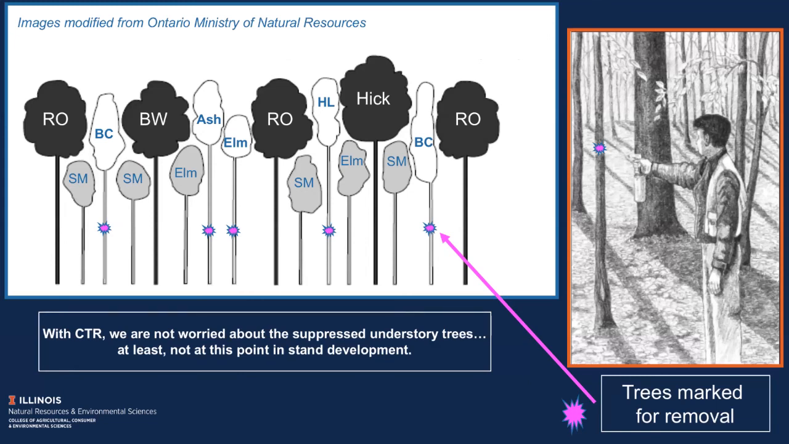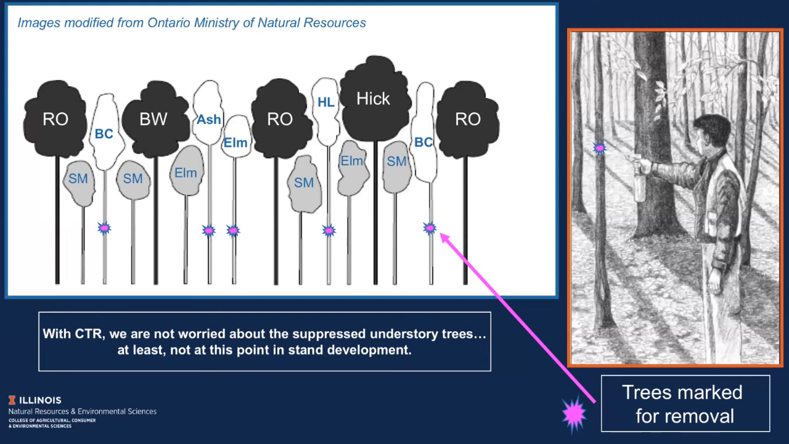This is just another example here, a nice schematic from the Ontario Ministry of Natural Resources. So with crop tree release, we are not worried about these understory trees, okay? These suppressed trees like sugar maple and elm in this example. We don't care about those trees at this particular point in stand development.